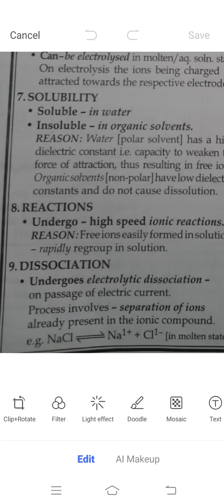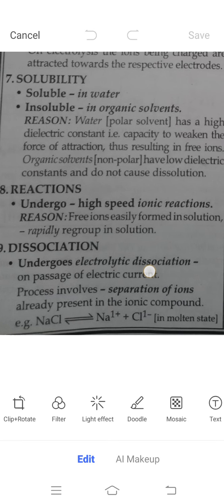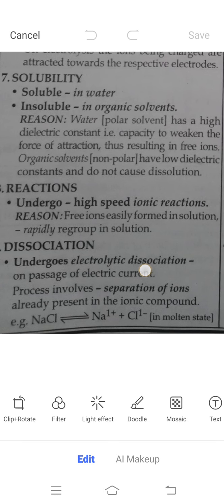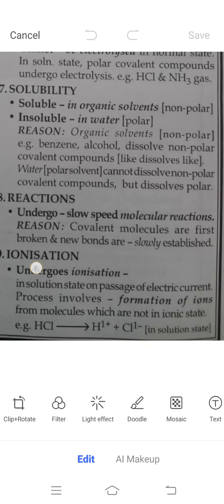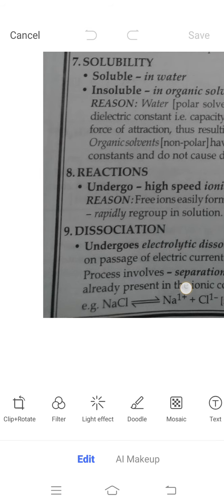Then the reactions of ionic compounds: they undergo high speed ionic reactions. Free ions are easily formed in the solution and they rapidly regroup in the solution. In covalent compounds the reactions are very slow because they are molecular reactions; all molecules are present and no ions are present, so their reaction will take place but slowly.